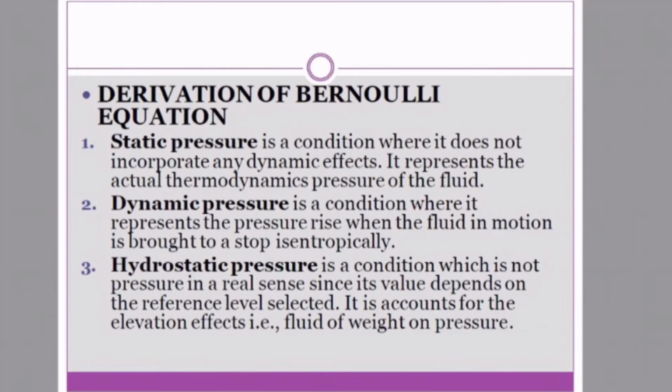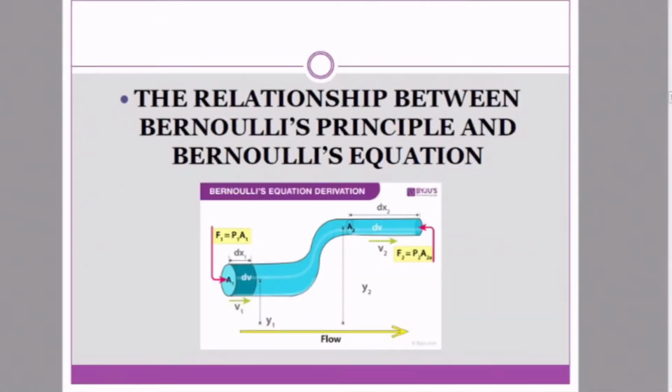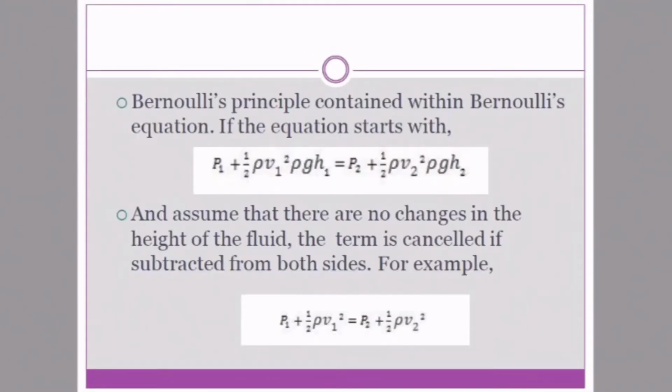Derivation of Bernoulli equation. The derivation of Bernoulli equation has three statements, which are static pressure, dynamic pressure, and hydrostatic pressure. The relationship between Bernoulli's principle and Bernoulli's equation: Bernoulli's principle is contained within Bernoulli's equation, and we assume that there is no change in the height of the fluid. The term is cancelled if subtracted from both sides. For example, flow work plus kinetic energy equal to flow work plus kinetic energy.